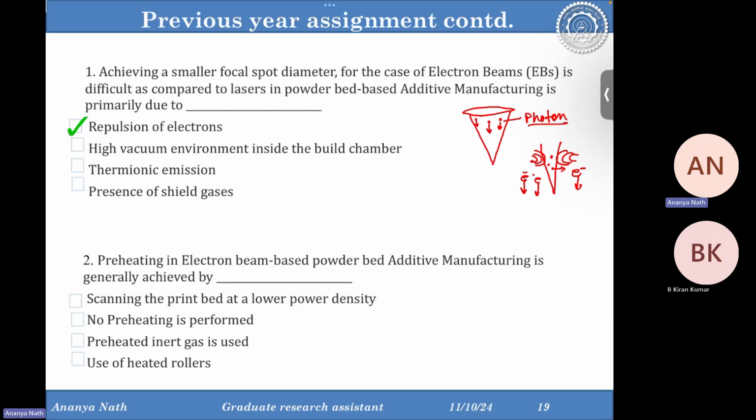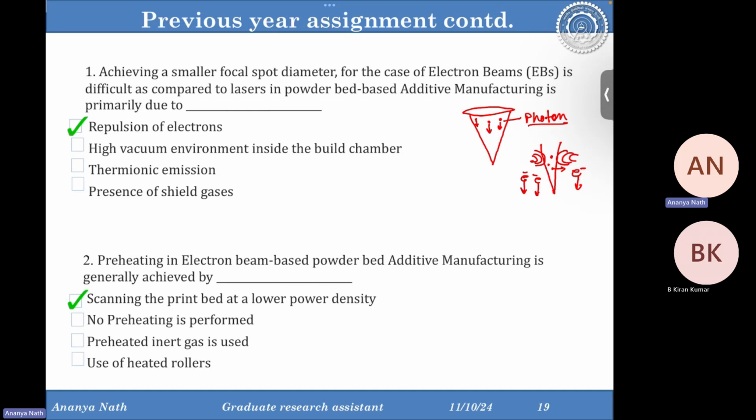All electrons are negatively charged, so they will repel each other. As they repel each other, these electromagnetic coils are used to keep them positioned on their way. But it's very difficult to position them because they are continuously repelling each other, so the focus spot diameter increases. So achieving a smaller focus diameter is difficult in the case of an electron beam.